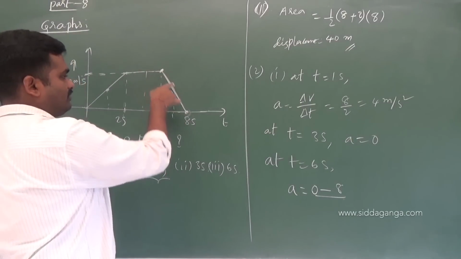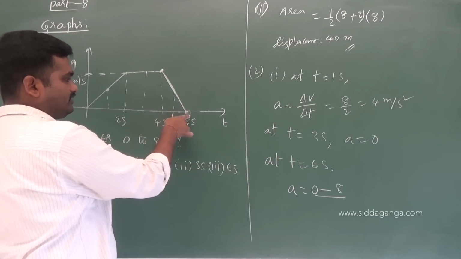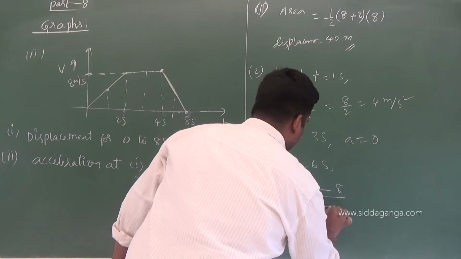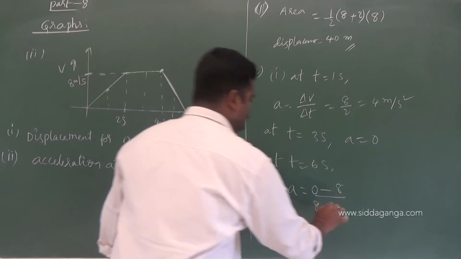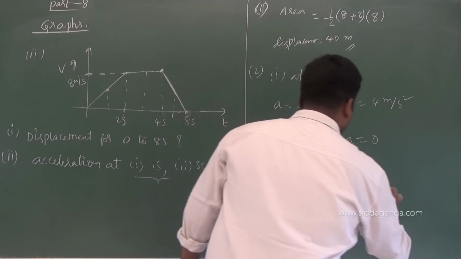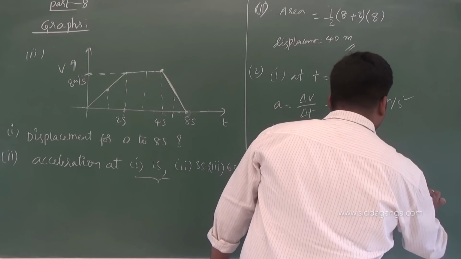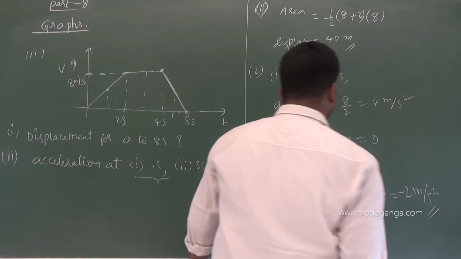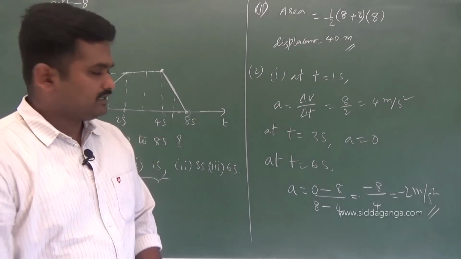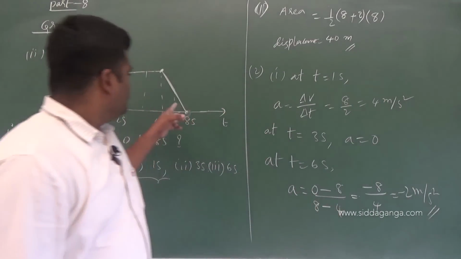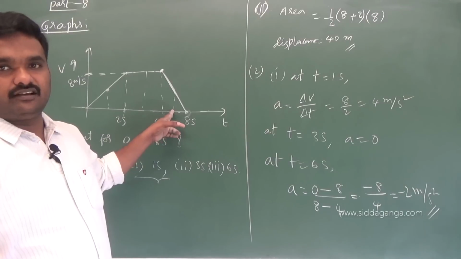From here to here only, no, the body has traveled, from 4 to 8, so final time is 8 minus initial time 4. That's why this is minus 8 divided by 8 minus 4, which is 4, so it is minus 2 meter per second square. That's what the retardation is. That's the value of a at the given time.